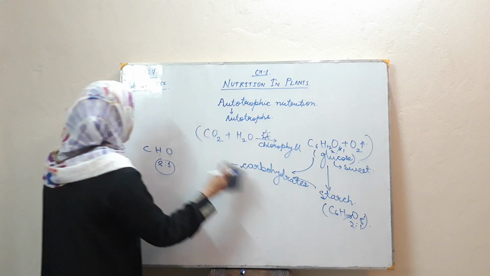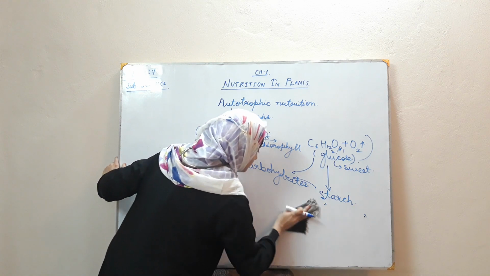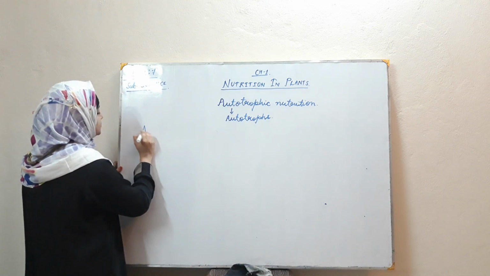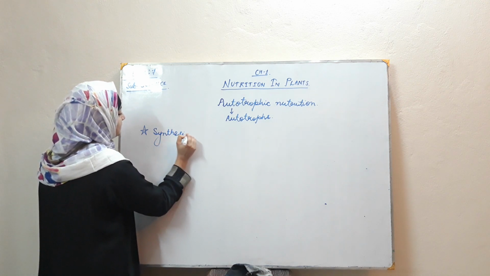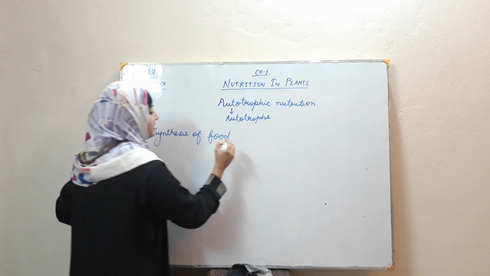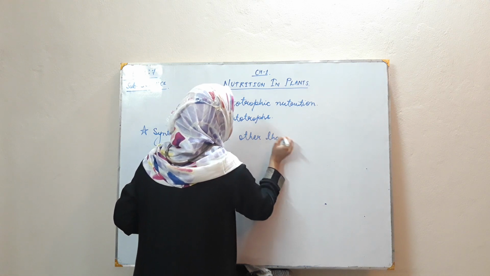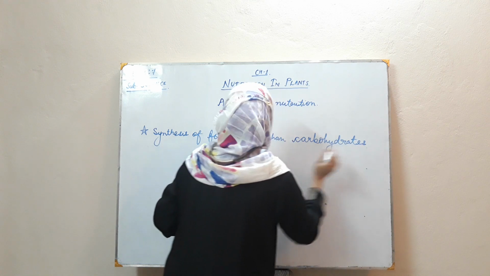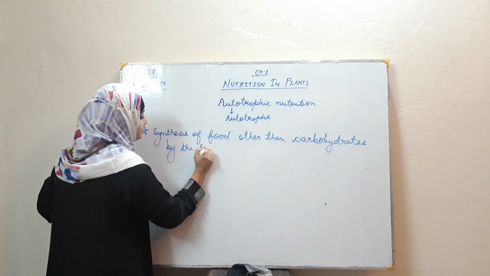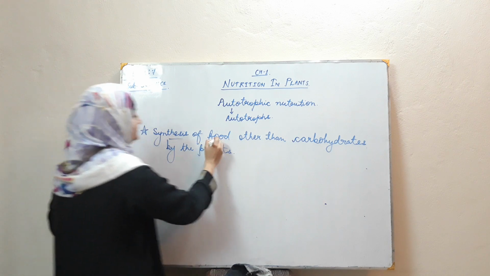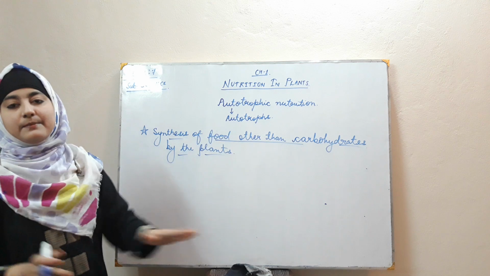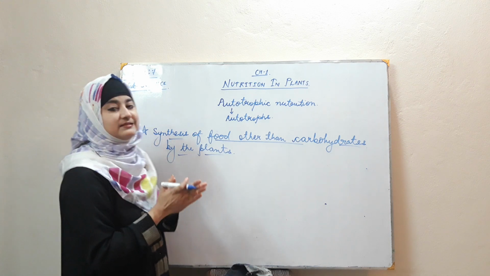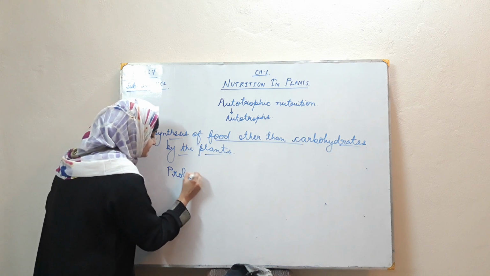There is one more topic: synthesis of food other than carbohydrates by the plant. What we have seen till here is that plants generally synthesize their food in the form of carbohydrates. Those carbohydrates are then used for synthesizing proteins and fats.